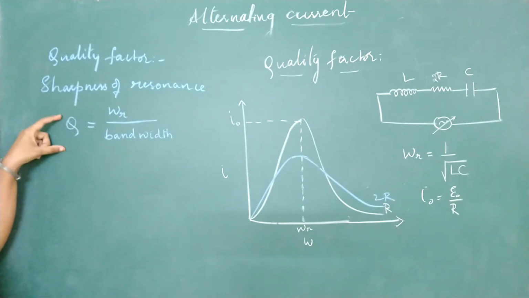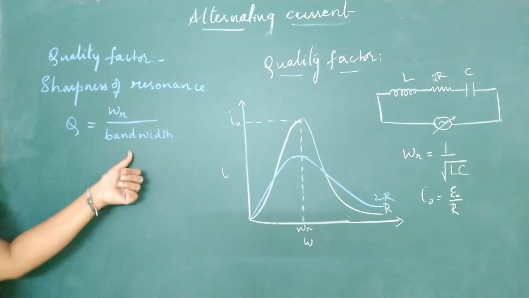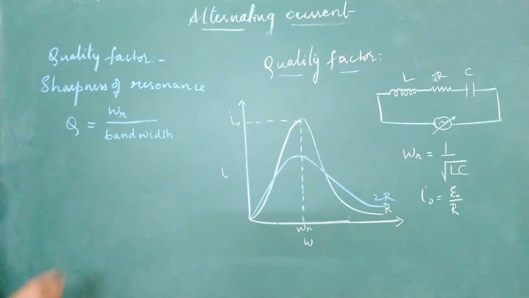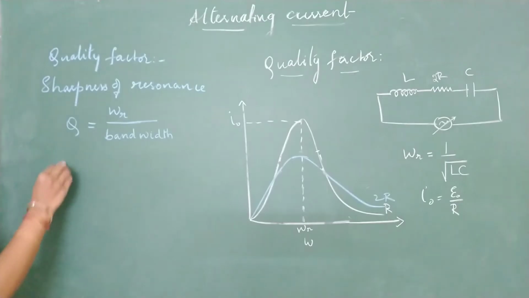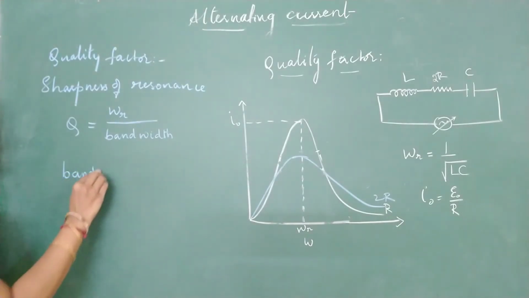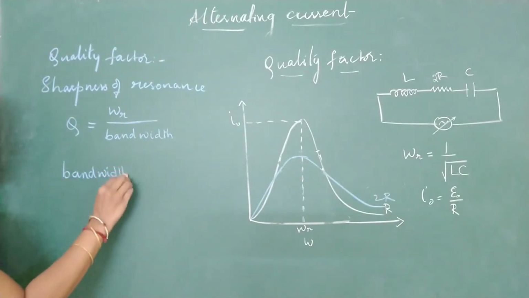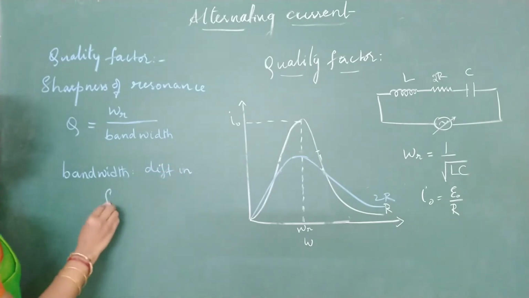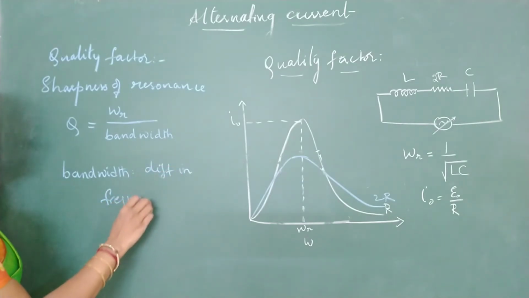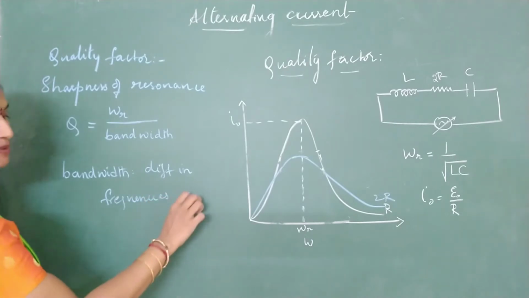I repeat the definition. It is a measure of sharpness of resonance represented by the letter Q. What is Q equal to? Resonating frequency divided by bandwidth. Now the question comes, what is this bandwidth? We already know the resonating frequency. Remember the definition of bandwidth: it is the difference in frequencies at half power points.